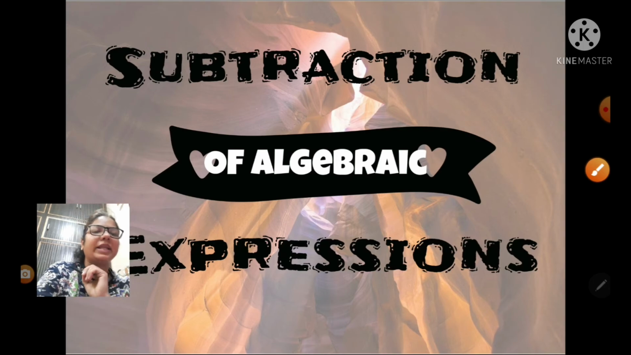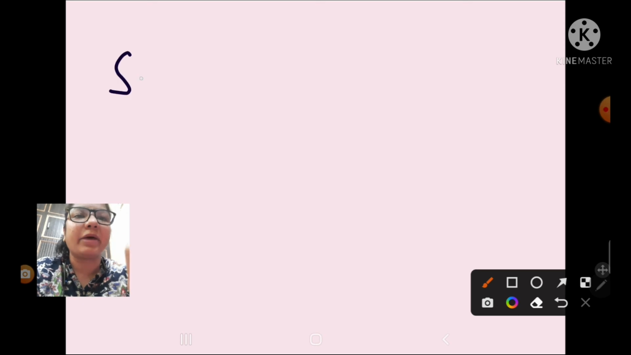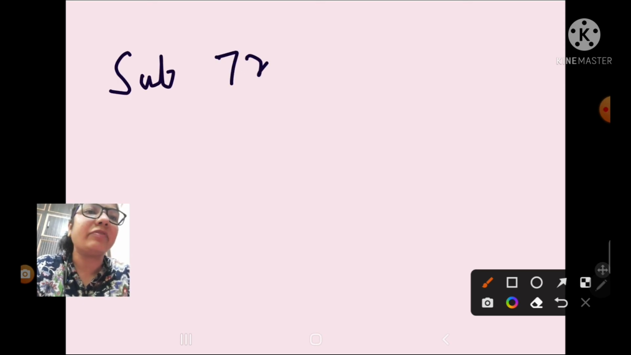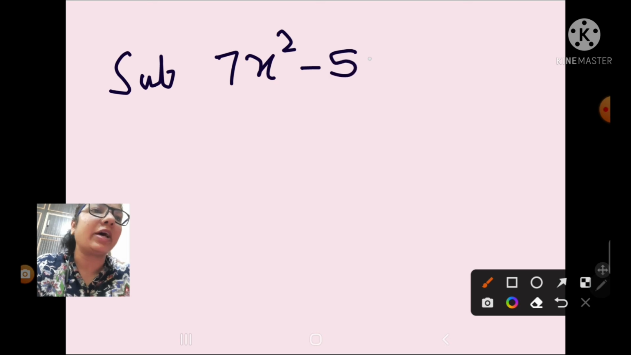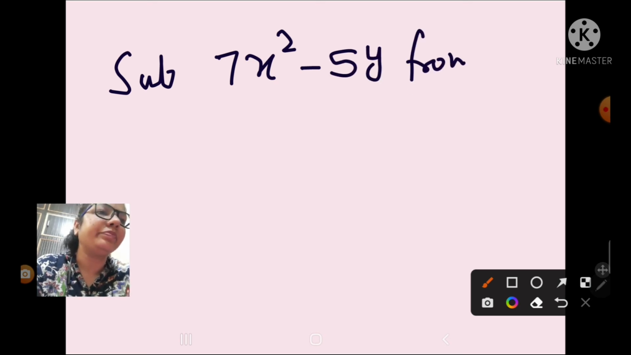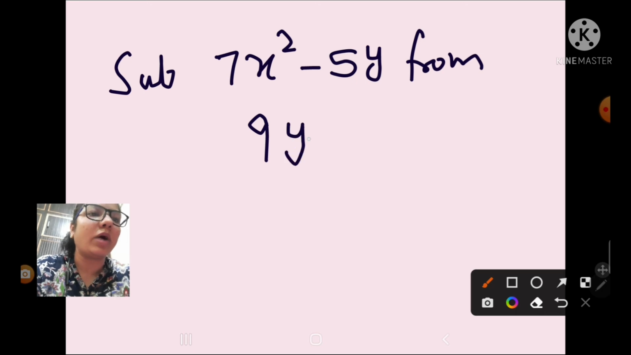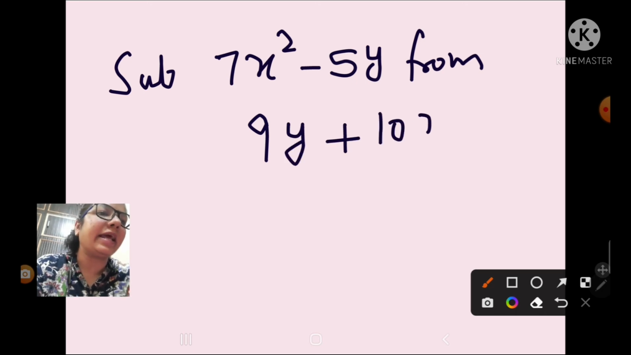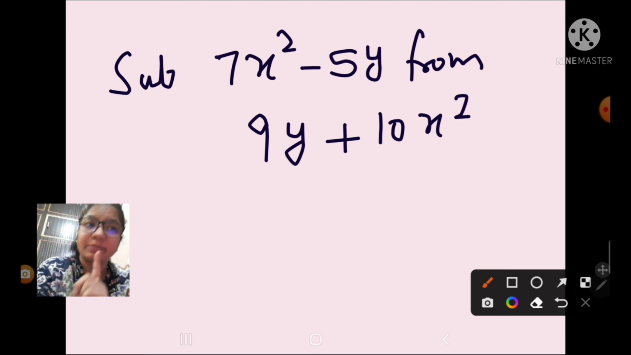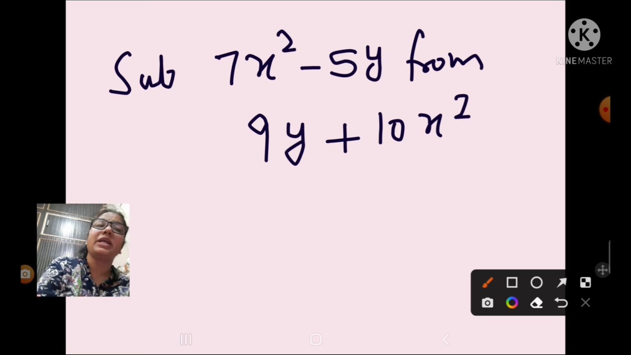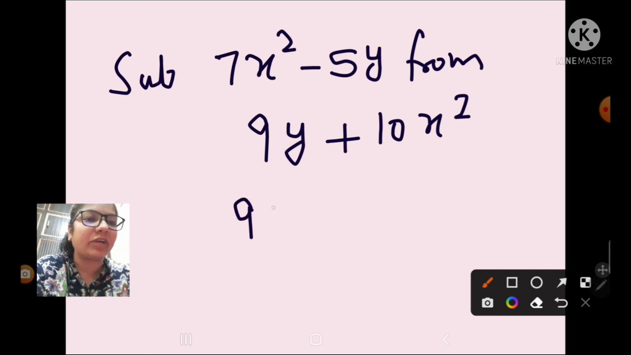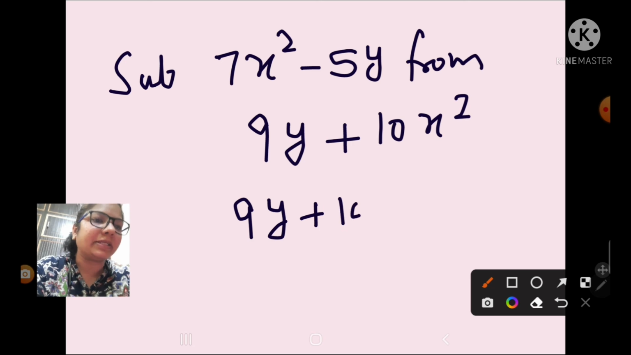Let's take another example, subtraction of algebraic expressions. Here when we are subtracting, first of all, the main important thing that you have to take care of. Suppose I am having an example, subtract 7x square minus 5y from 9y plus 10x square. As subtraction is not commutative, whatever term is written after "from", write that first. I will write first 9y plus 10x square.